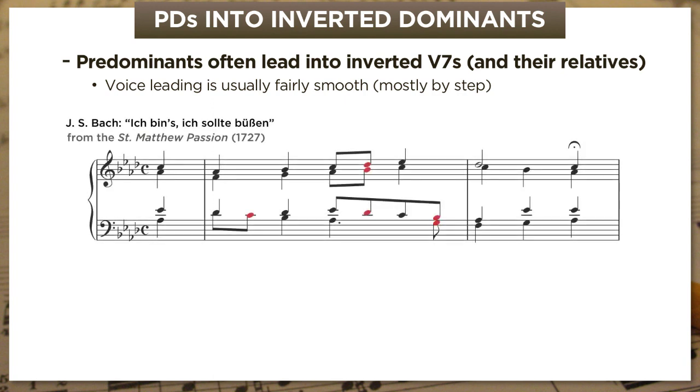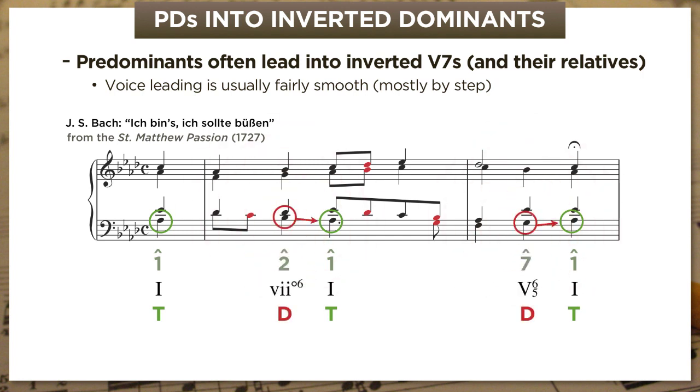So here's another example we've seen a few times in this series. This is the chorale Ich bin's, ich sollte büßen from Bach's St. Matthew Passion. And as you may recall, it contains 2 overlapping functional cycles anchored by 3 root position tonic chords. The second and third tonics are both approached by step from some inverted dominant. The first is approached from above by 7/6, and the second one is approached from below in the bass by 5/6/5.